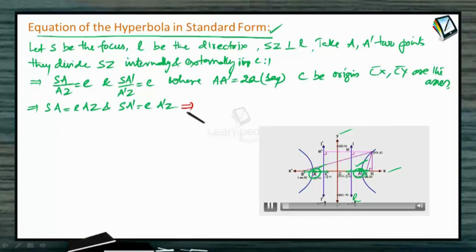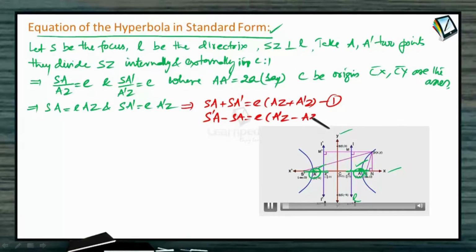Using them we'll find SA plus SA dash. If you add these two, then we'll get e into AZ plus A dash Z, say number 1, and S dash A minus SA is equal to e into A dash Z minus AZ, say number 2. Now from equations 1 and 2, we write SA plus S dash A is equal to e into AZ plus A dash Z, that is this distance, which is nothing but AA dash.